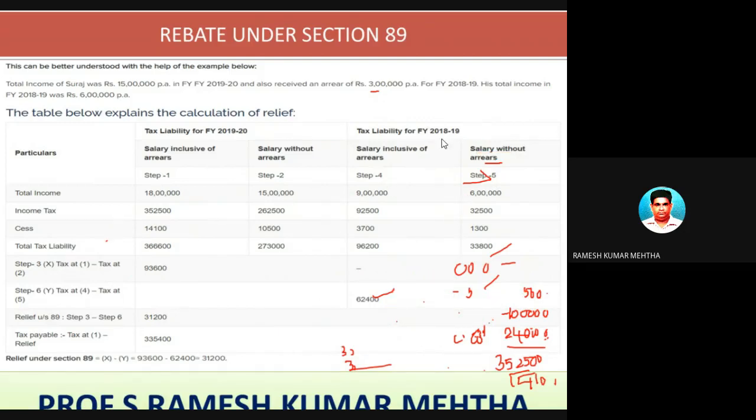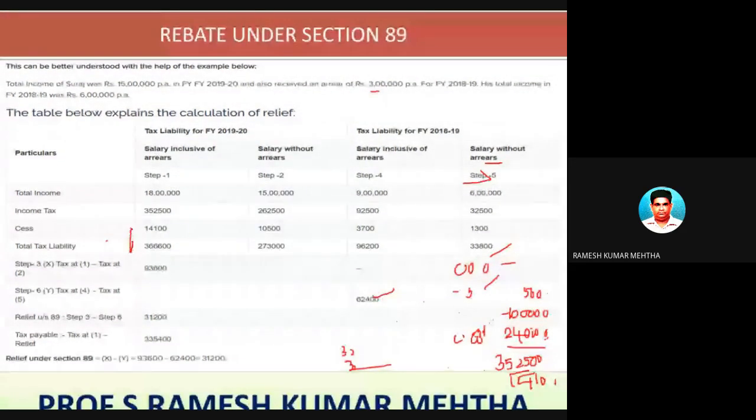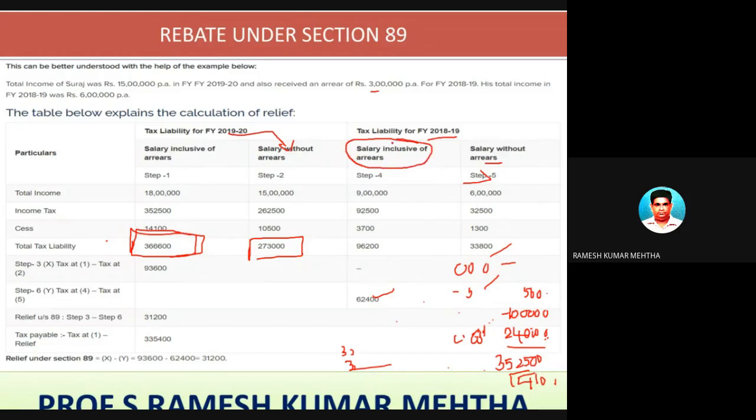Next one. In the similar way, we can calculate the income tax liability of 2019-20 when arrears are not included. Similarly, you can find out the tax liability of 2018-19 when the salary is inclusive of arrears. And similarly, you can calculate the tax liability of 2018-19 when arrears are not included, with the given numerical illustration on calculation of income tax liability.